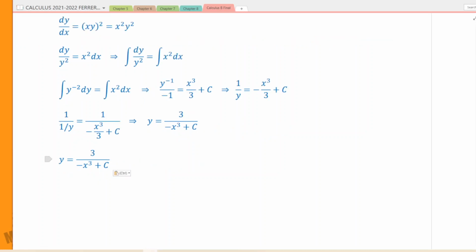So here's my general solution. And I know that when y is equal to 1, then x is also equal to 1. 1 cubed is just 1. So it looks like in order to make this happen, my c has to be 4. And of course, now that I know what c is, I can write my particular solution. And that does it for this problem.